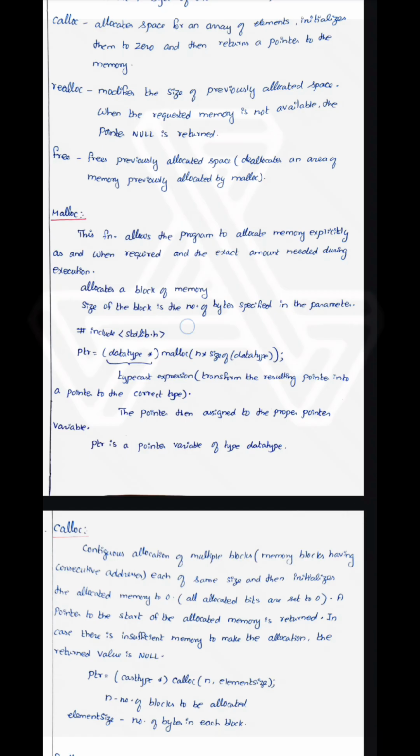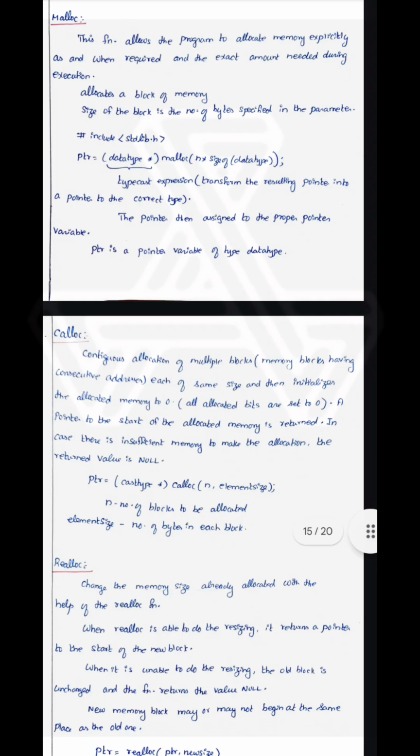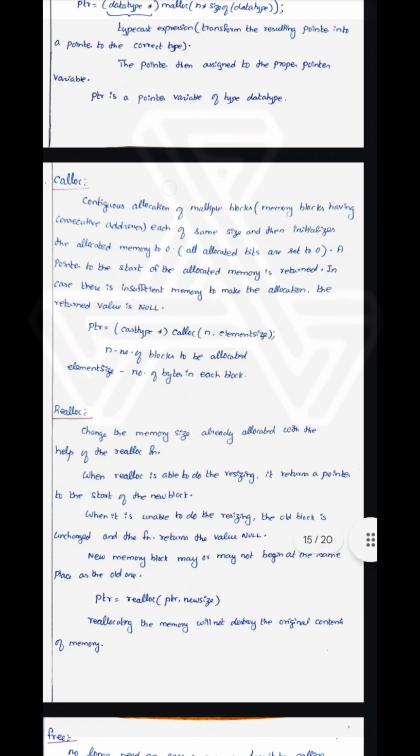The pointer, assign it to the proper pointer variable. PTR is a pointer variable of type data type. Calloc: contiguous allocation of memory blocks. Memory blocks having consecutive addresses, each of the same size, and then initializes the allocated memory to 0. All allocated bits are set to 0. A pointer to the start of the allocated memory is returned. In case there is insufficient memory to make the allocation, the return value will be null.